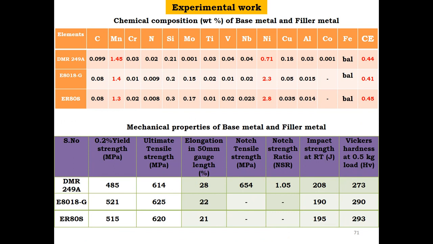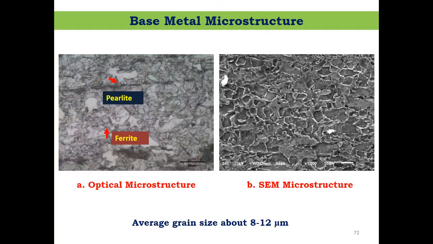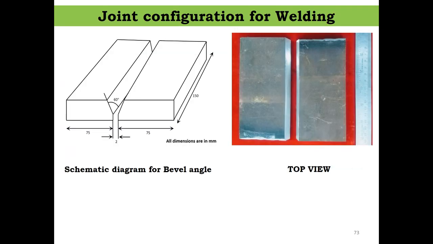This is the microstructure of the base metal, optical and SEM microstructure. Here we could find microstructure like pearlite and ferrite, which is available in the base material. Average grain size is about 12 to 18 micrometer. For the joint configuration, the plate thickness was 12 mm. We prepared a beveled edge for making a joint.